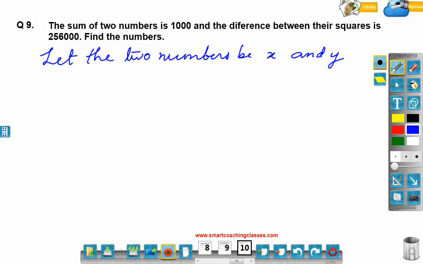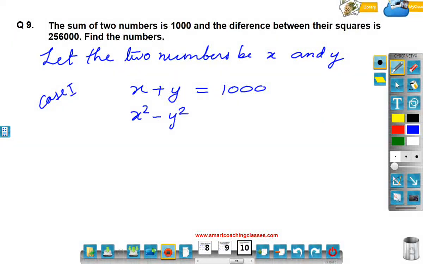Okay, so they say case 1, x plus y is equal to 1000. They say the sum of two numbers is 1000. Difference of their squares, x square minus y square. Remember, x square minus y square. Difference of their squares is equal to 256,000. Done. That is it. Two equations made. Next question.